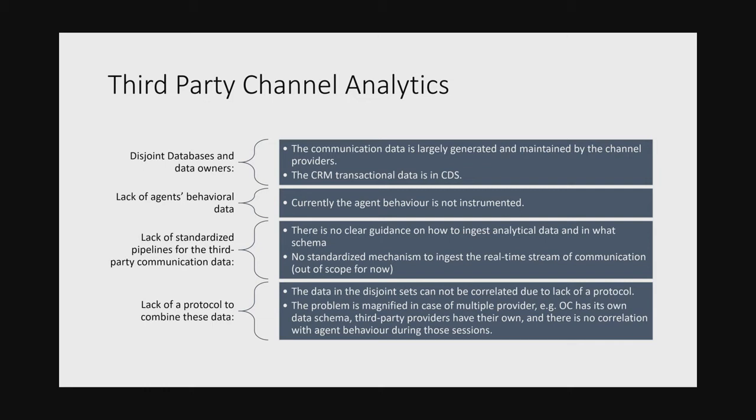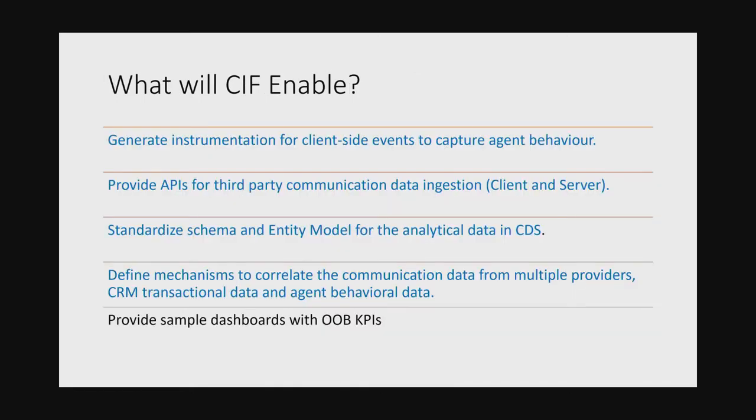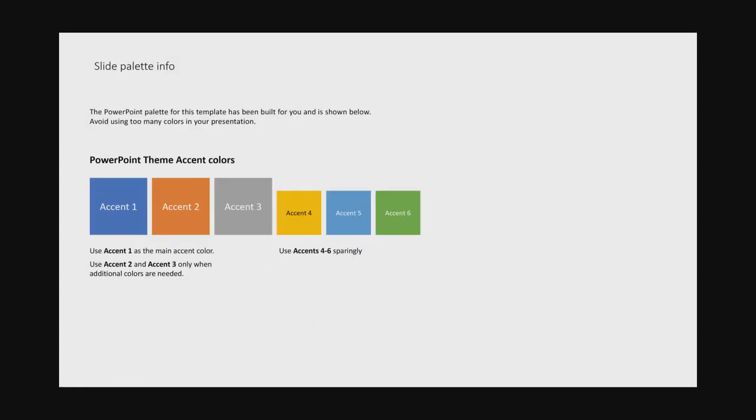So what will CIF V2 Analytics provide? It will generate the instrumentation for client-side events to capture the agent behavior. It will automatically generate these in the form of event markers and put them inside CDS. It will provide APIs, both client-side and server-side, for third-party providers to ingest data with us.